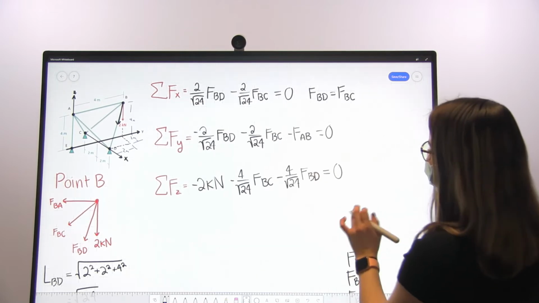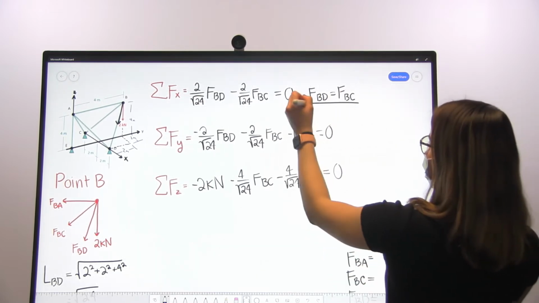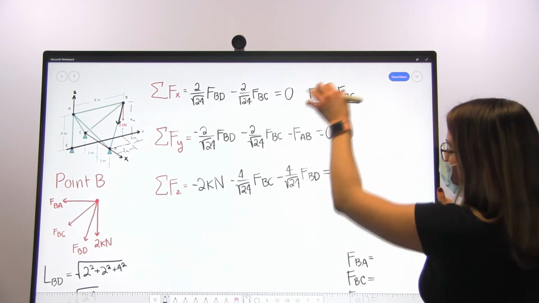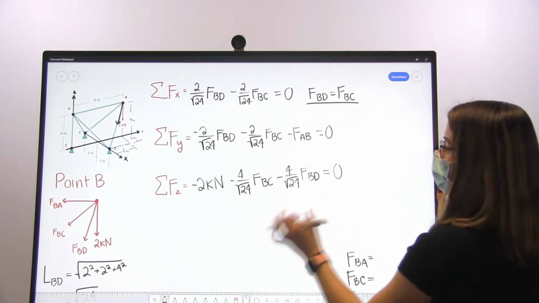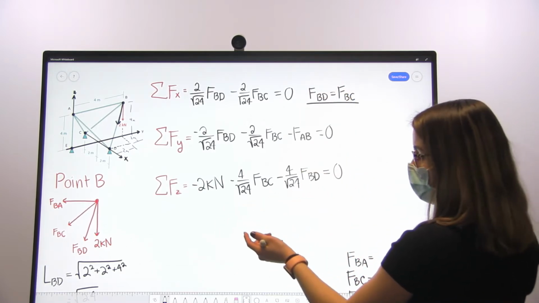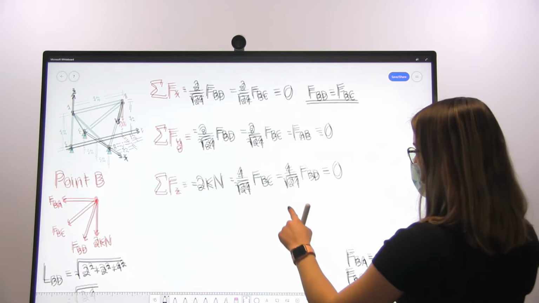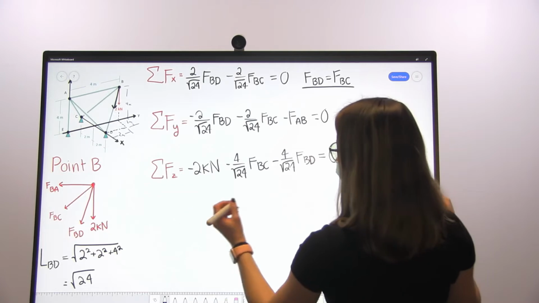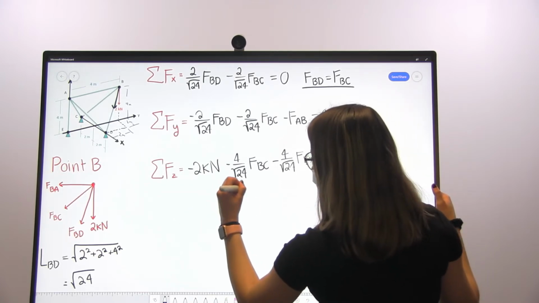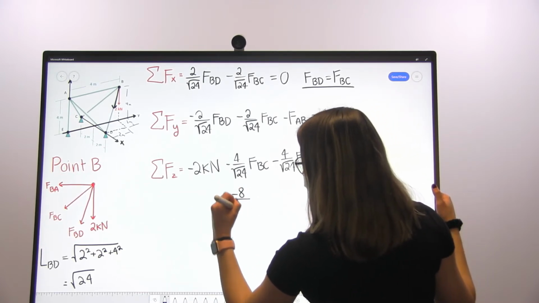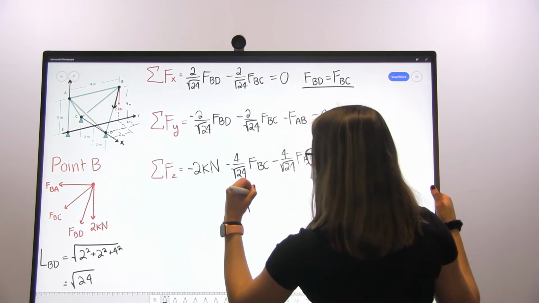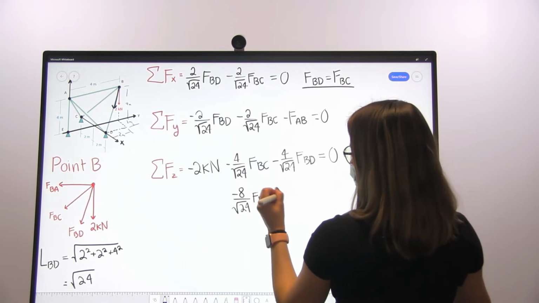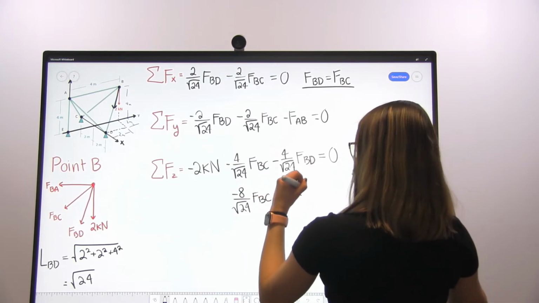Okay. At this point, we know that FBD and FBC are equal, and so we can go ahead and do a substitution. We can just leave this equation in terms of either one of them and solve for it, and then we'll find out the rest. So in this case, we can simplify this equation as minus 8 over square root of 24 FBC, and that's going to be equal to 2 kilonewtons.